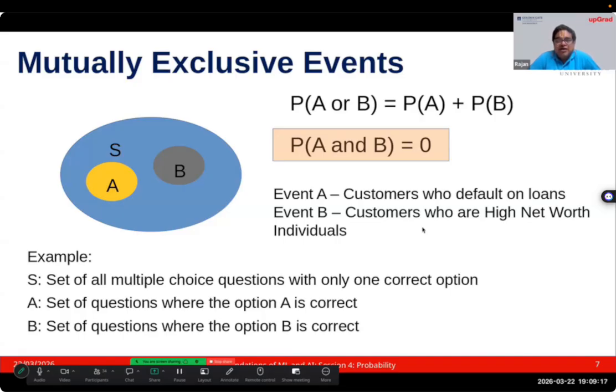And here we are not going to use any of this mathematics, but we are going to use our understanding of these things. Okay. Customers who are high net worth individuals, some of them could also default on loans. Right? That's where we find frauds. Right? So this is not an example for mutually exclusive events. Okay? Just a silly example, just to give a counterintuitive idea.